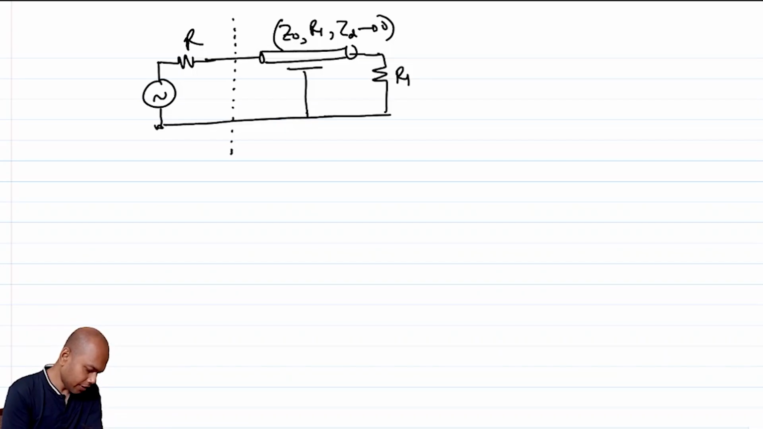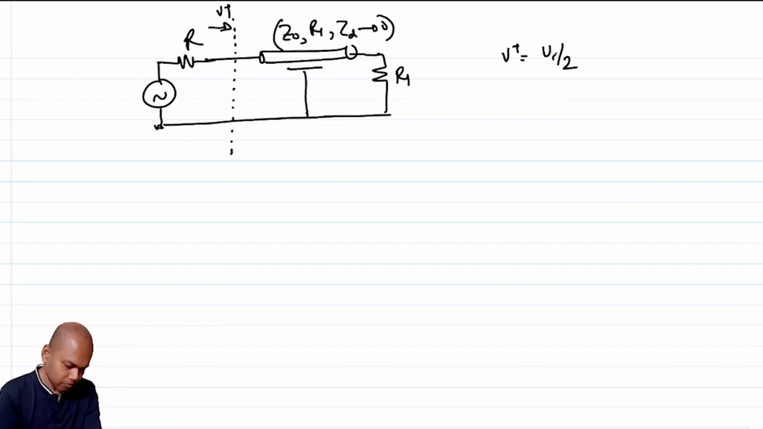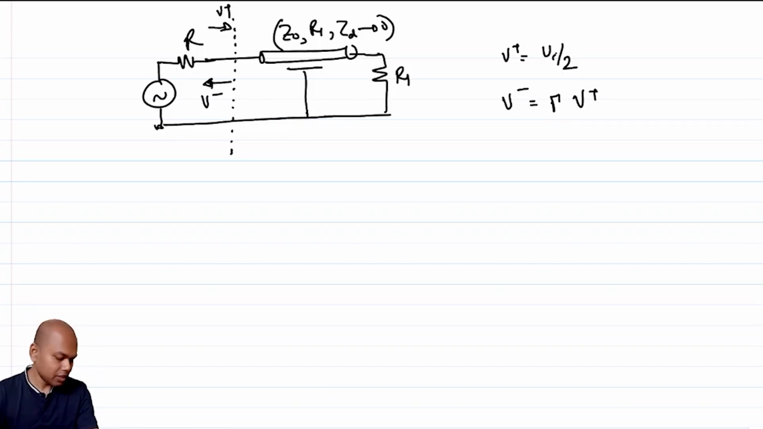What is the incident wave? I have V plus. What is V plus? V plus is Vi by 2. We know that, right? Similarly, I have a V minus, and V minus is gamma V plus. Now what is gamma? For gamma, I need to know what is the impedance looking in.